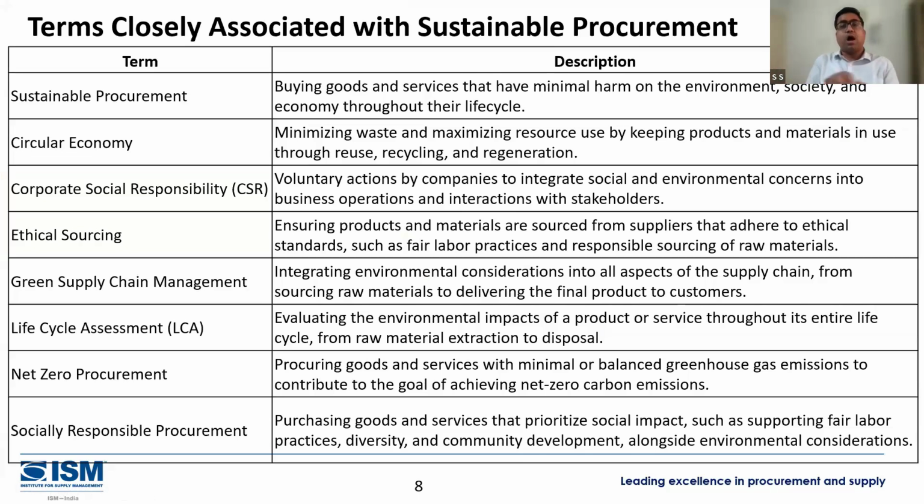Sustainable procurement, we talked about how we can minimize harm to the environment. Circular economy, continual reuse, recycle, and regeneration. CSR, we have to integrate our social and environmental concerns into our business vision. Make sure that we have that thought process and can interact with the stakeholders at large, right? Ethical sourcing, someone already mentioned it in the chat box. Green supply chain management talks about all the aspects of the supply chain from the raw material till the final product reaches the consumers.